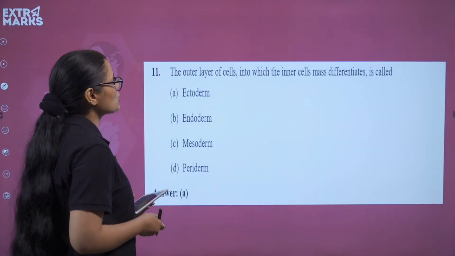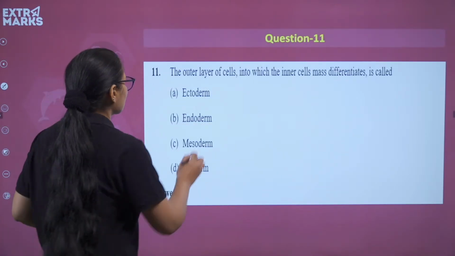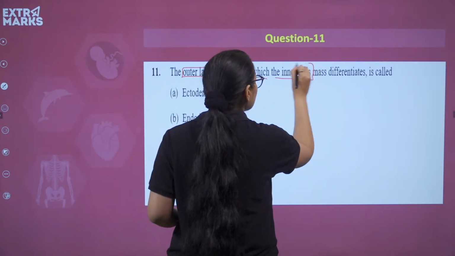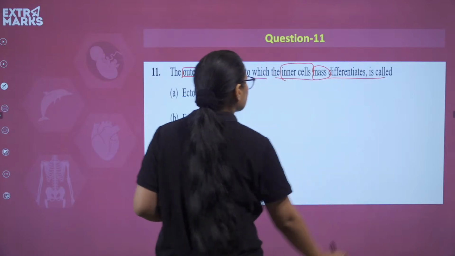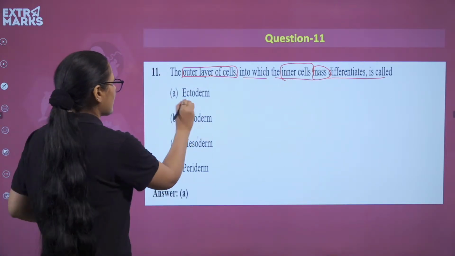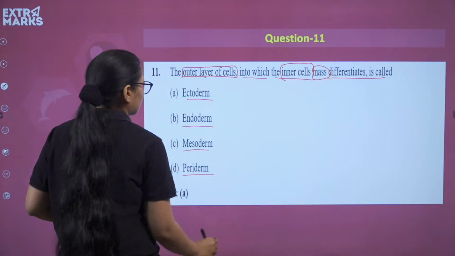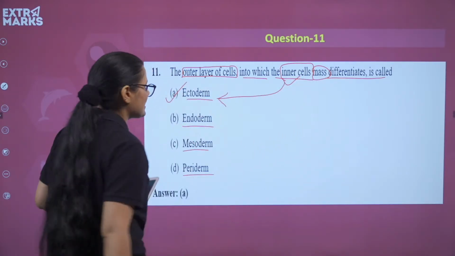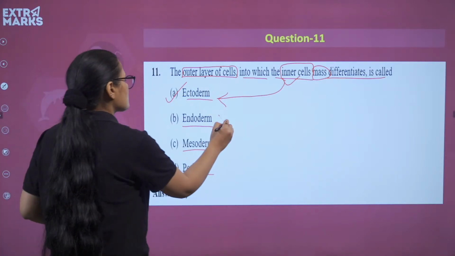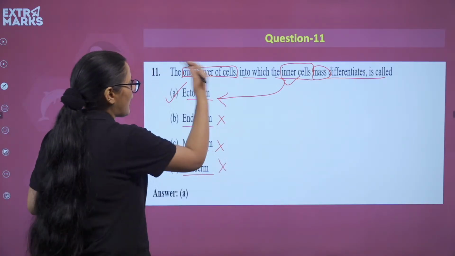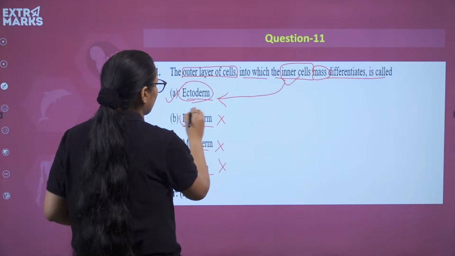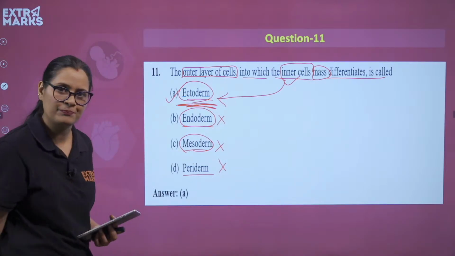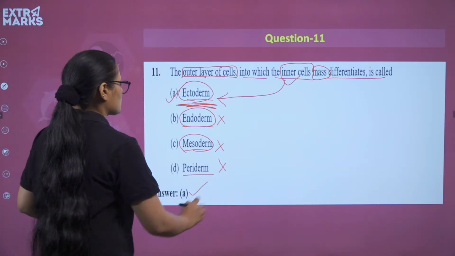The next question in this section is question number 11, which says, the outer layer of cells into which the inner cell mass differentiates is called. Options are ectoderm, endoderm, mesoderm, periderm. So the inner cell mass differentiates into ectoderm; that is the correct answer. The rest of the options are incorrect, because the outer layer is your ectoderm, the inner layer is your endoderm, and mesoderm lies between ectoderm and endoderm. So the answer is option number A.